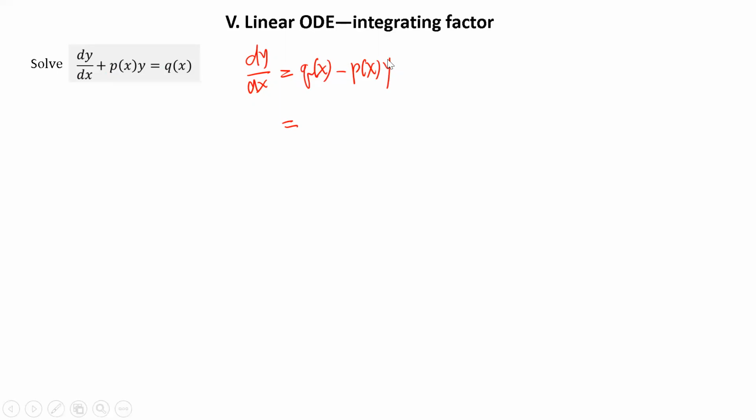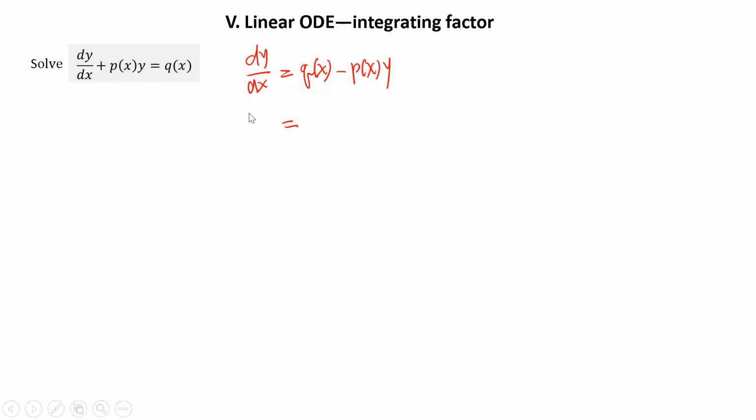You cannot just simply put this y to the left hand side, right? So in this case, in general, of course, it depends. If q of x is just 0, then you can do that. The left hand side becomes dy divided by y, and the right hand side is just p of x dx. But in general, if you have this q of x here, then you cannot do that.